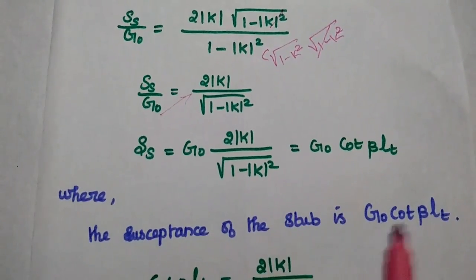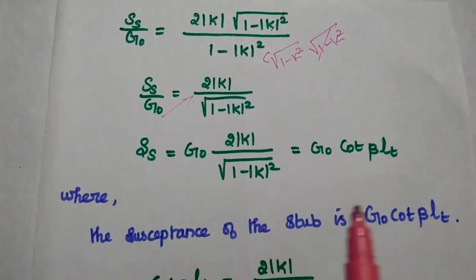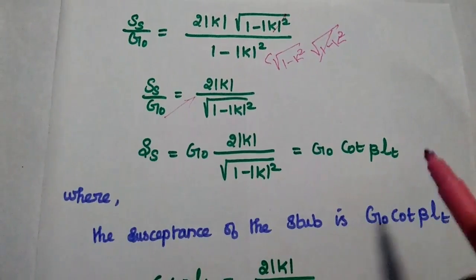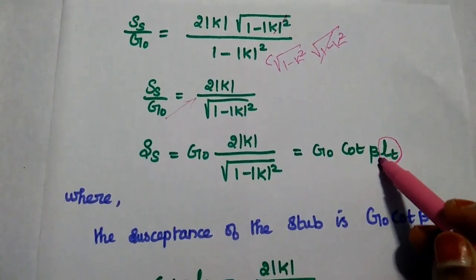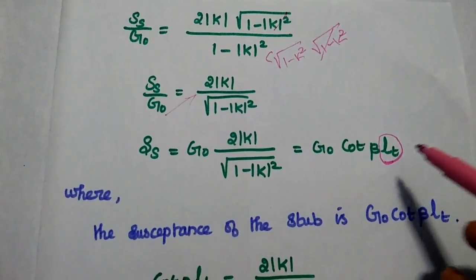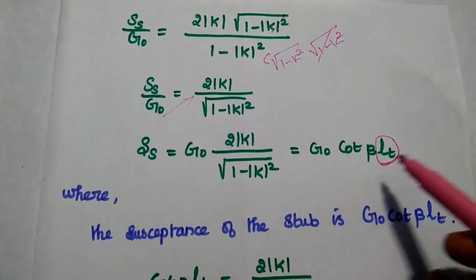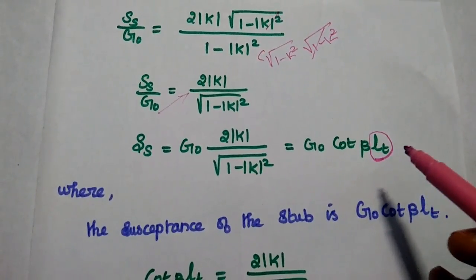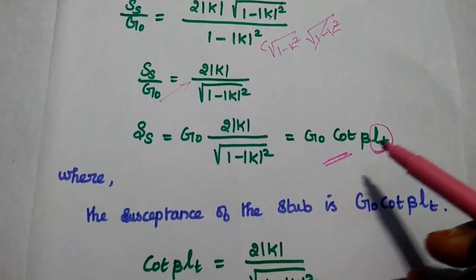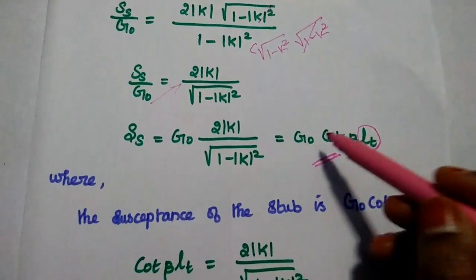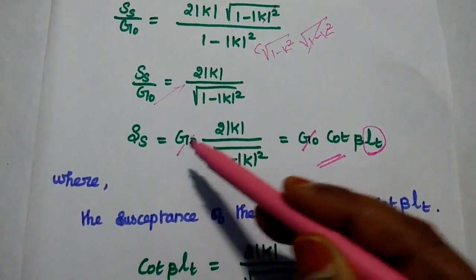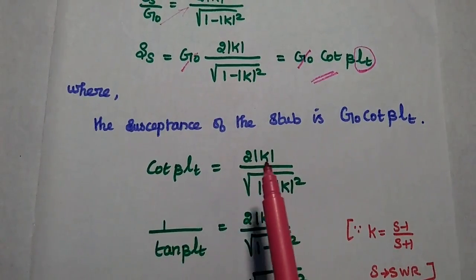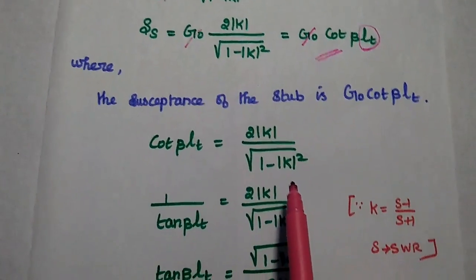As we all know, the susceptance of the stub in a transmission line is G naught into cot beta LT. So this LT is nothing but the length of the stub. The susceptance depends on what? The length of the stub. Do you all understand this concept? So this is the susceptance of the stub. Okay. So here we can simply cancel these two values. We can get cot beta LT is equal to 2k by square root of 1 minus k square.